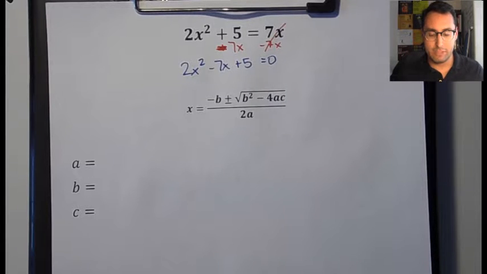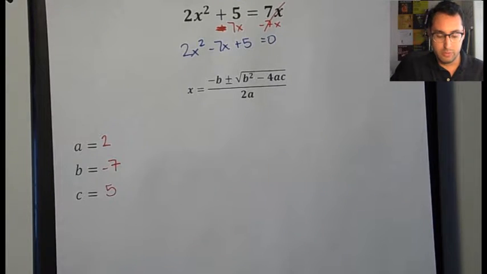Now, before we can even use this formula, we need to identify our a, b, and c values. So that's why I put that off to the left. The a value is 2 from our first term. The b value is negative 7. And c value is positive 5. From here, we can just automatically plug those values in.